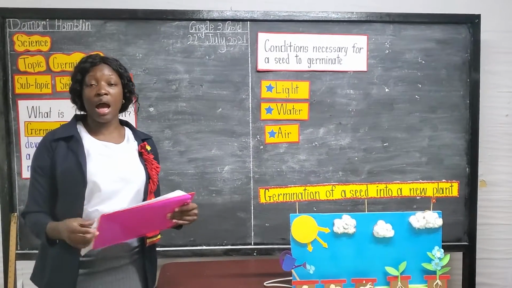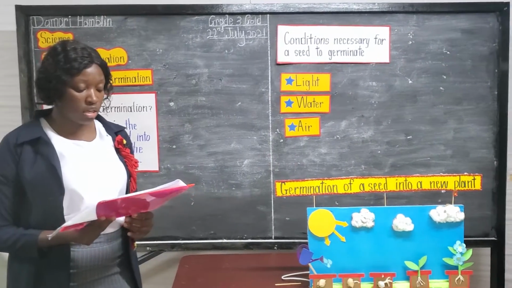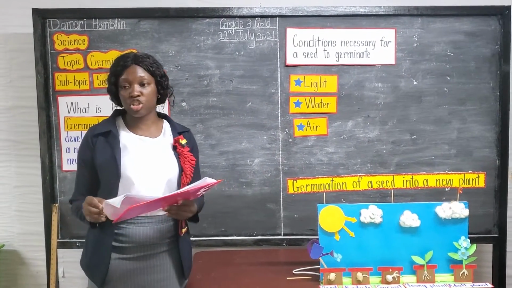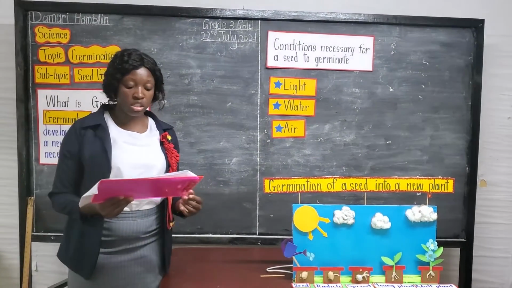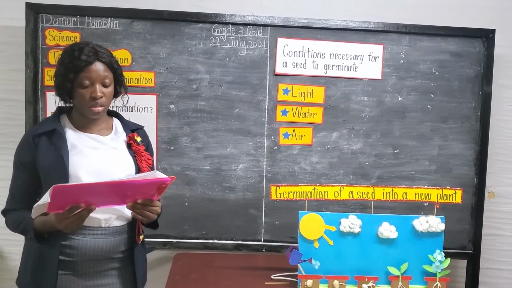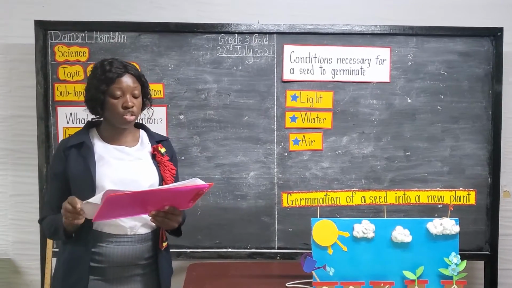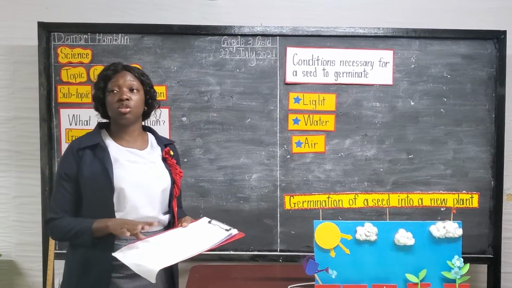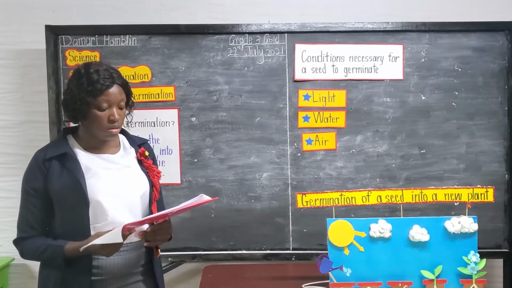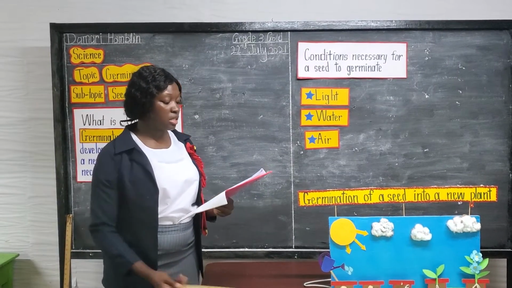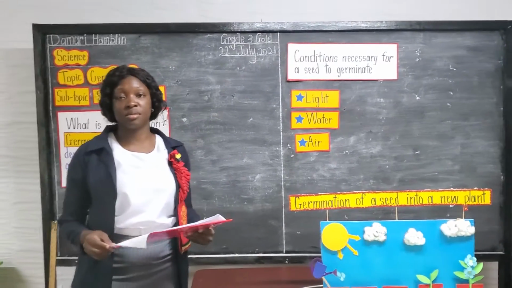Then we have group Apple. Group Apple, your first question: in your own words, say what is germination from what Miss has just explained. Two, list three stages of germination in order. List three necessary conditions for germination to occur. And the last question... oh, that is it. That is it for group Apple. You will have 15 minutes to complete your activities.